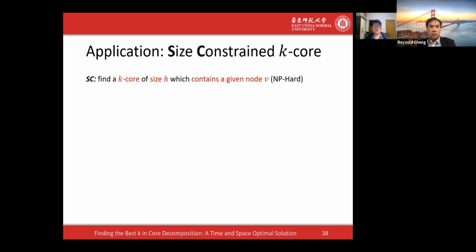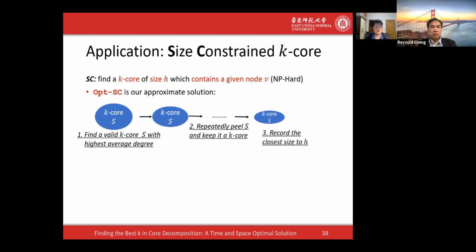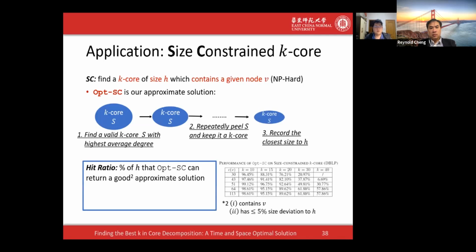Size-constrained K-core is to find a K-core of size H which contains a given node V. In our solution, we first find a valid K-core with the highest average degree, and then we repeatedly peel it and keep it a K-core. In this process, we record the closest size to H. Hit ratio measures how good our algorithms are. And we can see from the right figure that the hit ratio is very high, and our algorithm runs in linear time. Our algorithm will benefit the solution to size-constrained K-core.